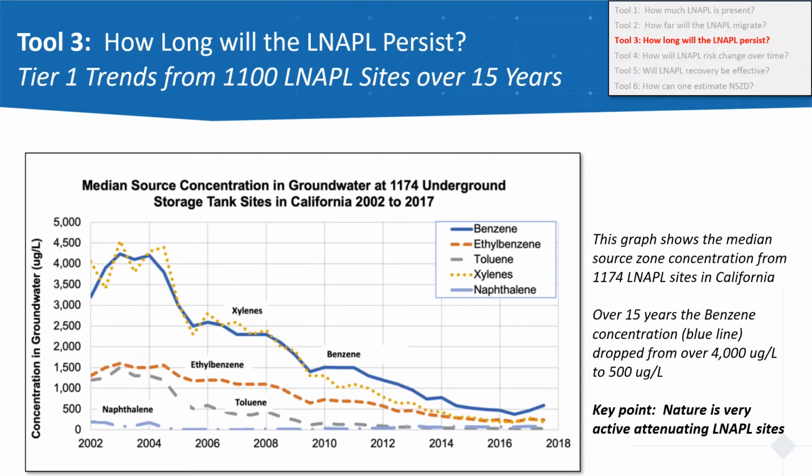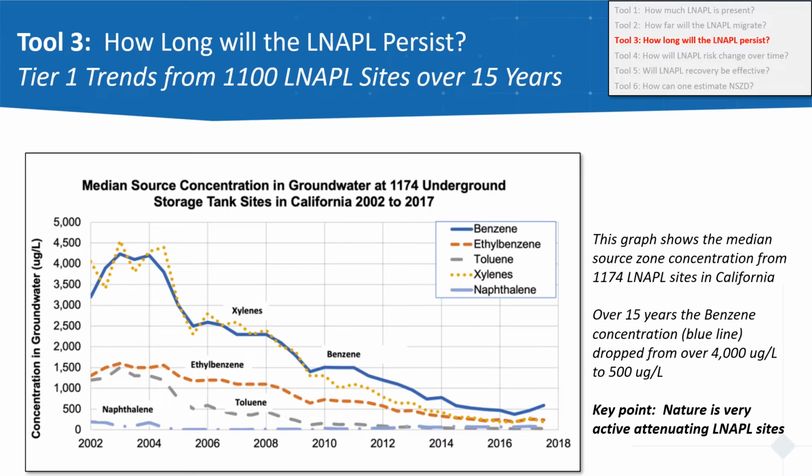Let's look at Tool 3 now. How long will the LNAPL persist? And for this, we have a Tier 1, and we're showing a key graphic from a 2019 paper that shows trends from 1,100 LNAPL sites over 15 years. This is the ultimate data mining study from a database called GeoTracker from California.